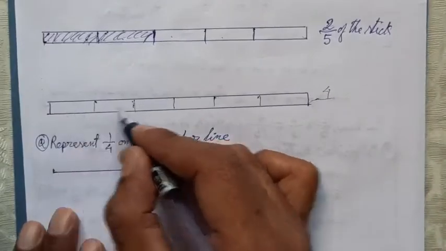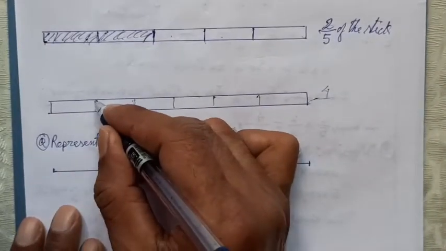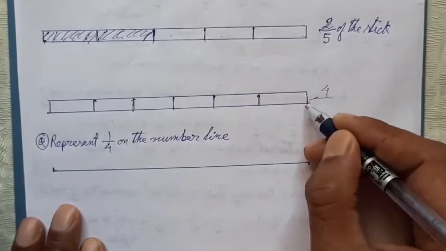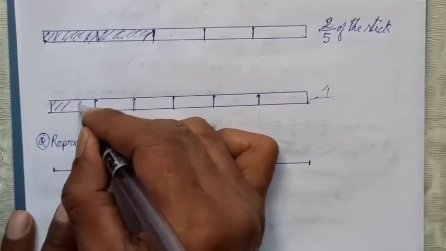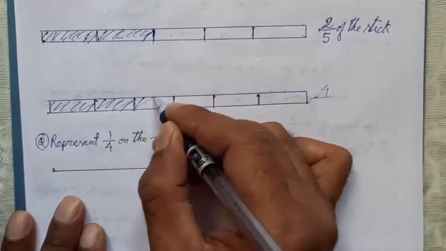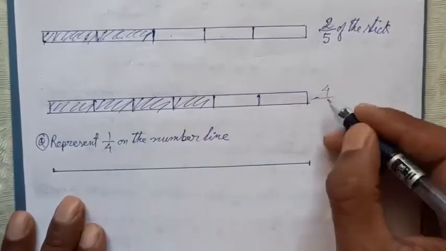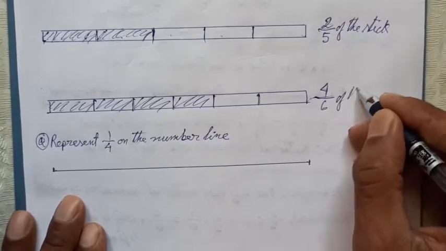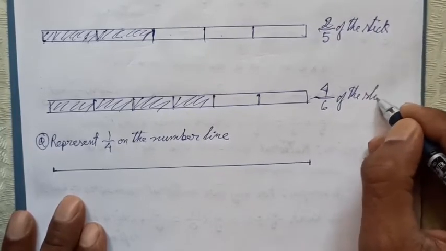Here, this stick I divide into 6 equal parts. Here 1, here 2, here 3, here 4, here 5, and here 6. And I have taken 4 parts, 1, 2, 3, 4. Here I have taken 4 by 6 of the stick.